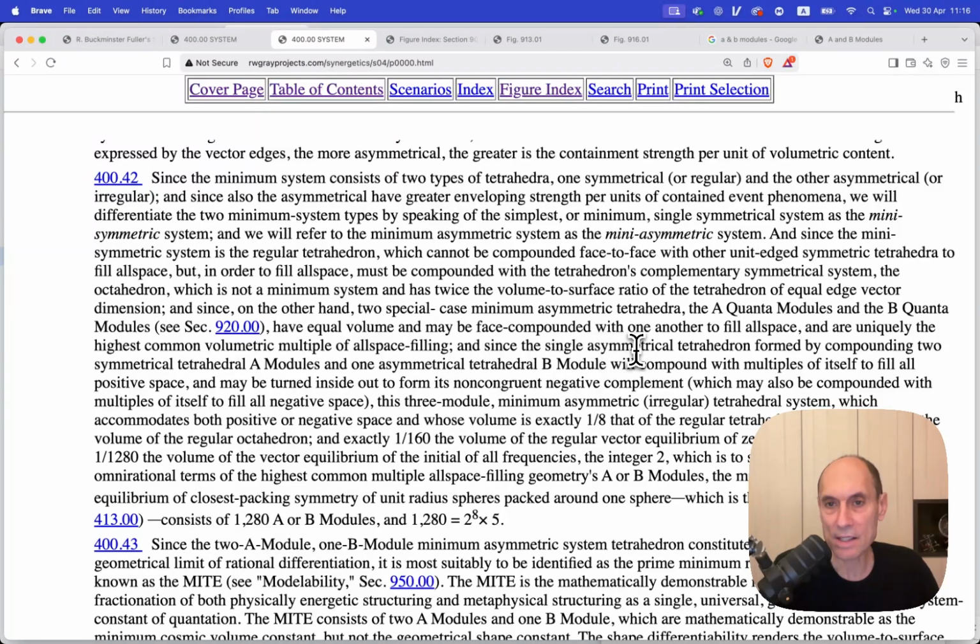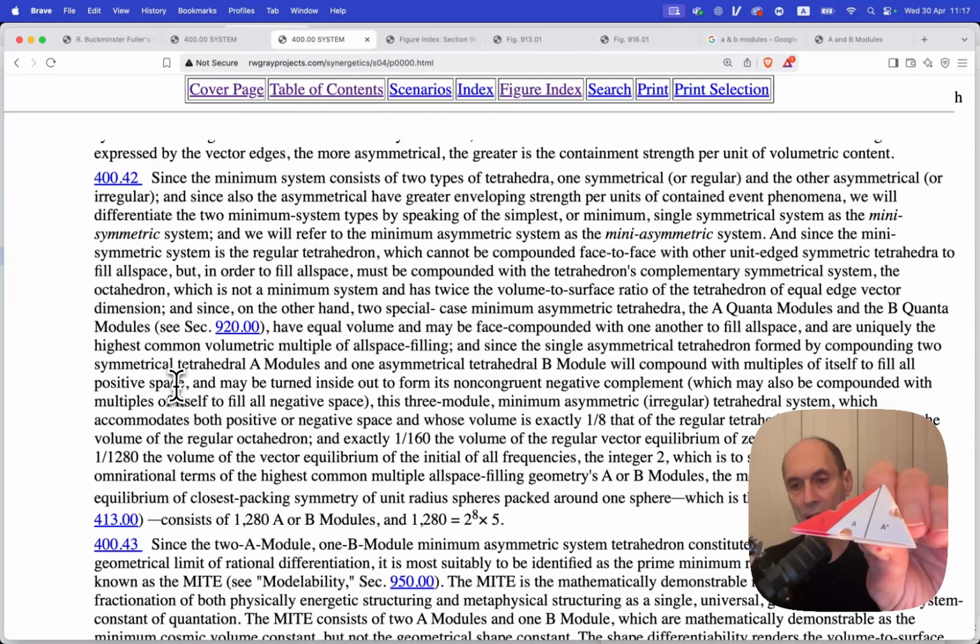And since the single asymmetrical tetrahedron formed by compounding two symmetrical tetrahedral A modules and one asymmetrical tetrahedral B module will compound with multiples of itself to fill all positive space. So there is an A and then an A and a B, and if you slam them together face to face, you end up with a MITE.